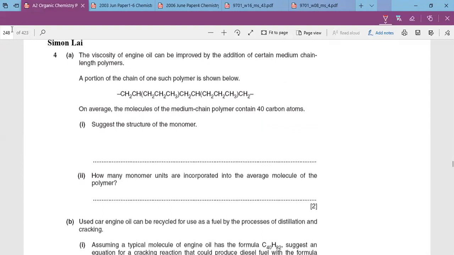The viscosity of an engine oil can be improved by adding certain medium chain polymers. A portion of the polymer chain is shown below. Very important, look at the bracket here. Remember, if it's all carbon, obviously it must be addition. Now, draw it out by yourself. The bracket means that it's a chain. So these two carbons here, all these are in the main chain. So draw that first.